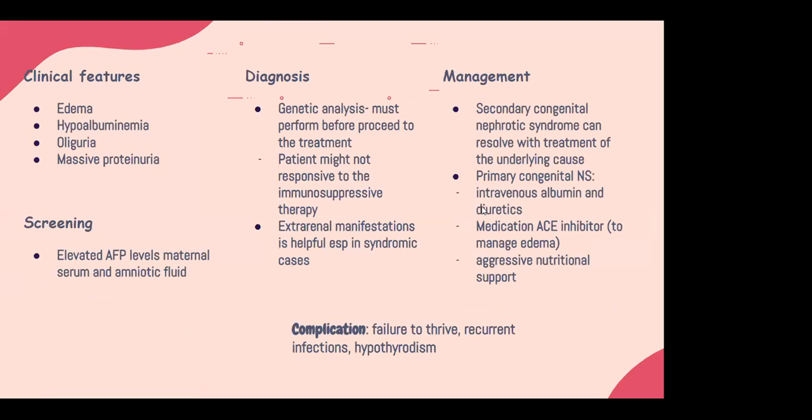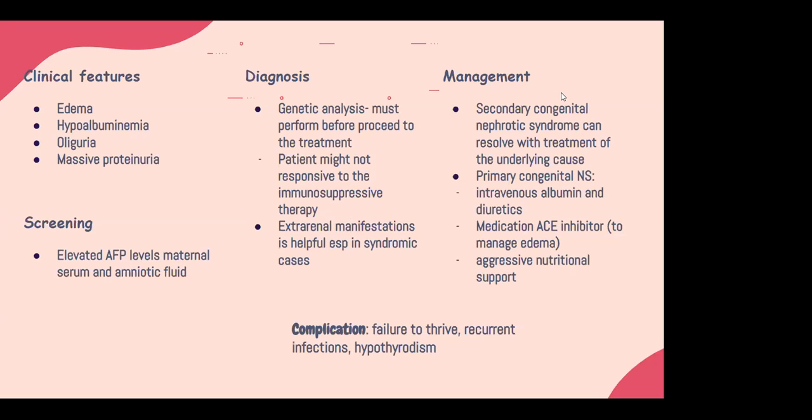And next, the clinical features are actually the same as nephrotic syndrome in childhood, which are edema, hypoalbuminemia, oliguria, and massive proteinuria. For screening, we look for elevated AFP levels in maternal serum and amniotic fluid. And for diagnosis, we do genetic analysis. Genetic analysis has led to more specific diagnosis rather than kidney biopsy. And this test must be performed before proceeding to treatment because the patient might not respond to immunosuppressive therapy.